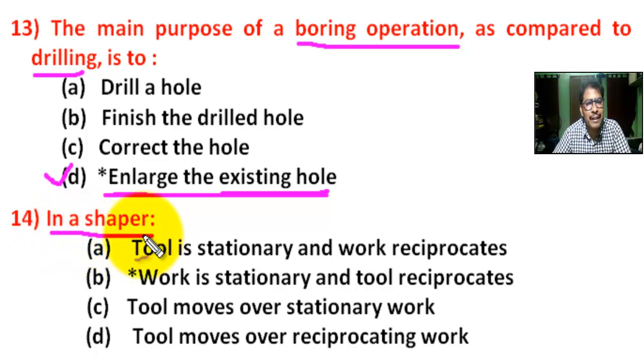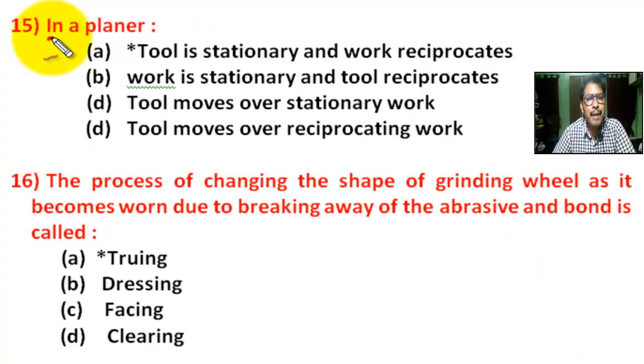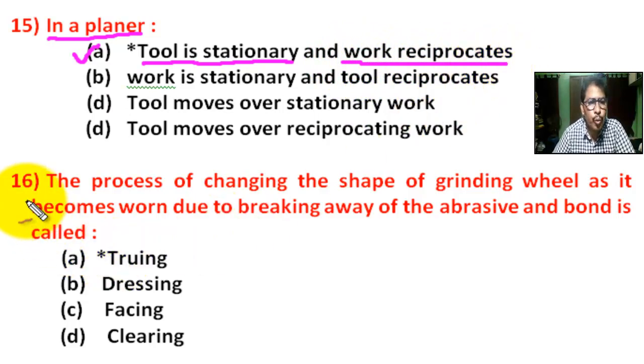Question number 14. In a shaper, there are 4 options. Correct answer is B. In a shaper, work is stationary and tool reciprocates. Question number 15. In a planer, there are 4 options. Correct answer is A. In a planer, tool is stationary and work reciprocates.